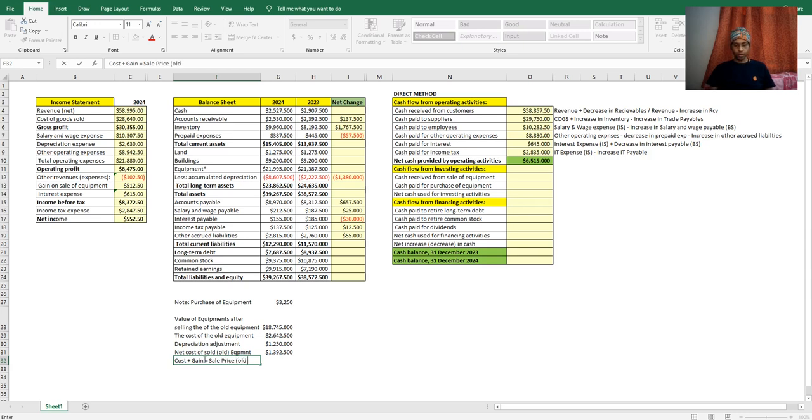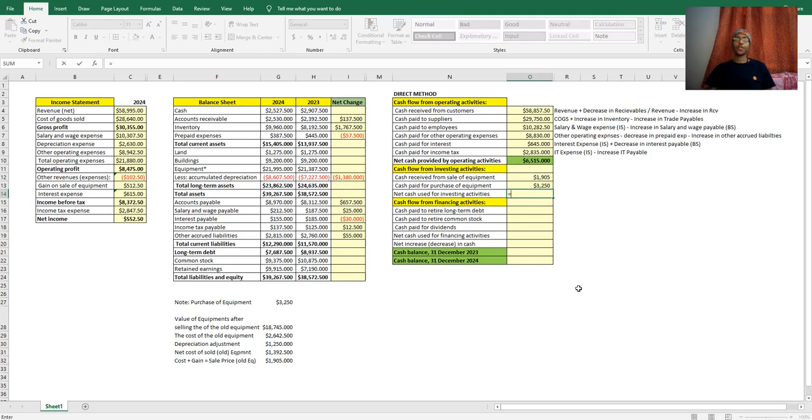Old equipment. This is equal to net cost of the sold equipment plus gain on the sale. This is 1905. This is basically the sale price of the old equipment. This is the cash received by selling the old equipment, 1905. Cash paid for purchase of new equipment. So we already have that. Purchase of equipment, 3250.